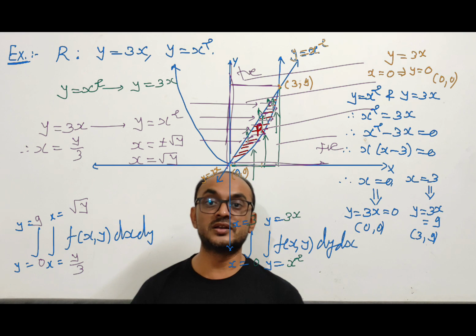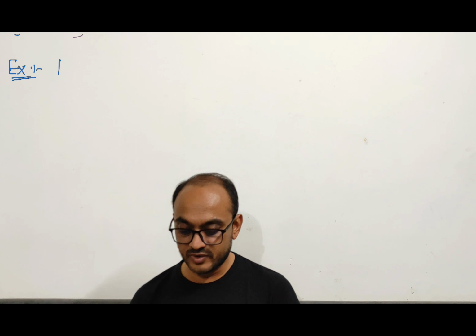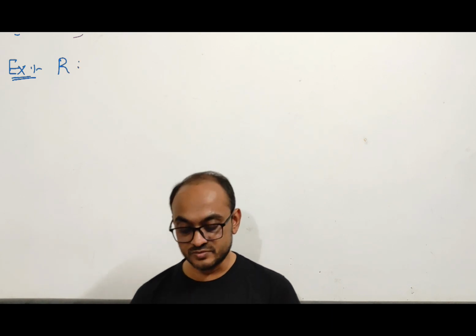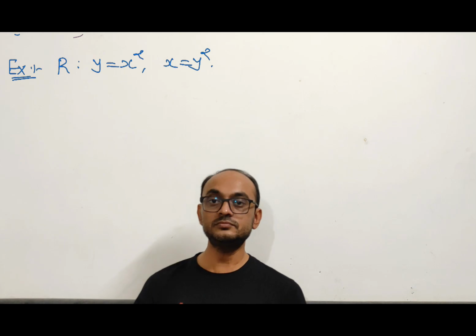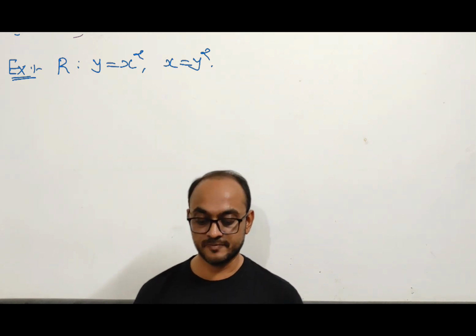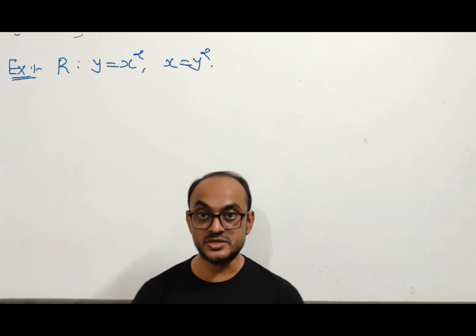Let us understand one more, a little bit difficult example. Suppose we are given region R, which is bounded by y is equal to x square and say x is equal to y square. This is one of the standard examples to understand the limits. What is always the first task? Draw the region.